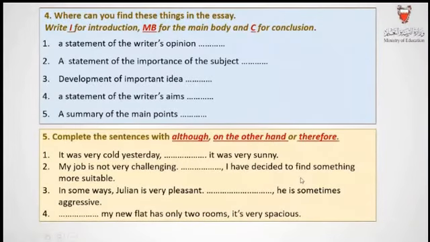So the main thing was to familiarize you with the layout of the for and against essay, which should consist of an introduction, and then you've got two paragraphs. The first paragraph should be about the advantages or the disadvantages, and the second paragraph should be advantages or disadvantages, and finally you will have the conclusion.